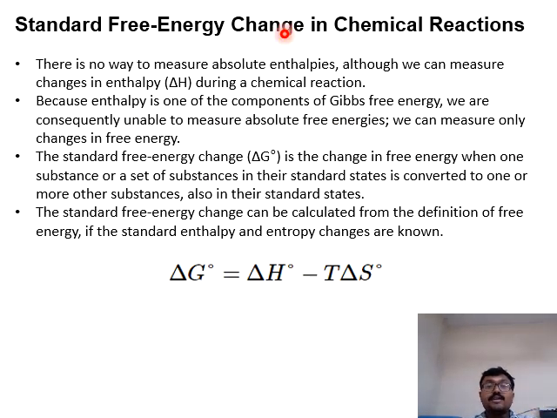Next is what is standard free energy change. Free energy means G equal to H minus TS. Standard free energy means we define the free energy at standard state, that is at 1 atmosphere pressure and 298 Kelvin, and then it is called the standard free energy change. To calculate the standard free energy change, we have to calculate the standard enthalpy change, temperature, and standard entropy change.